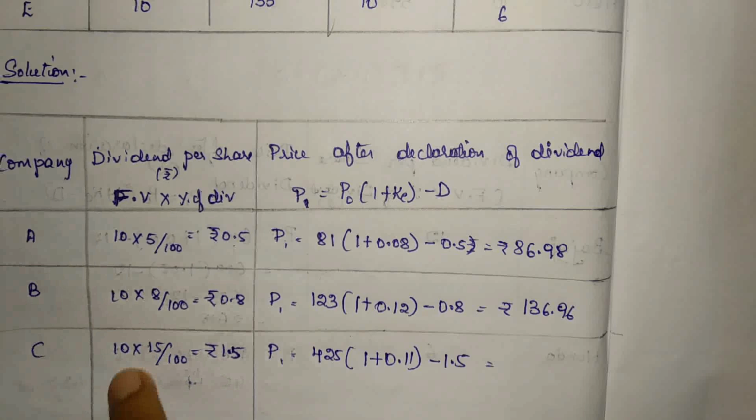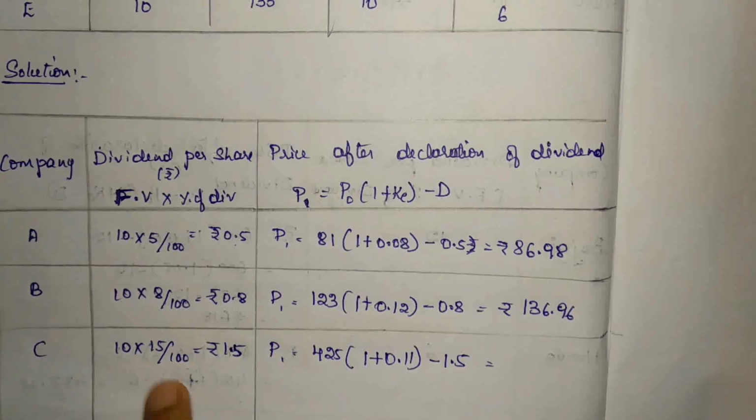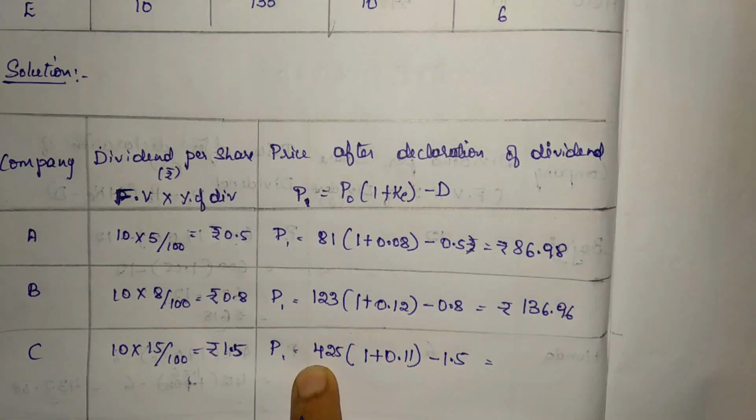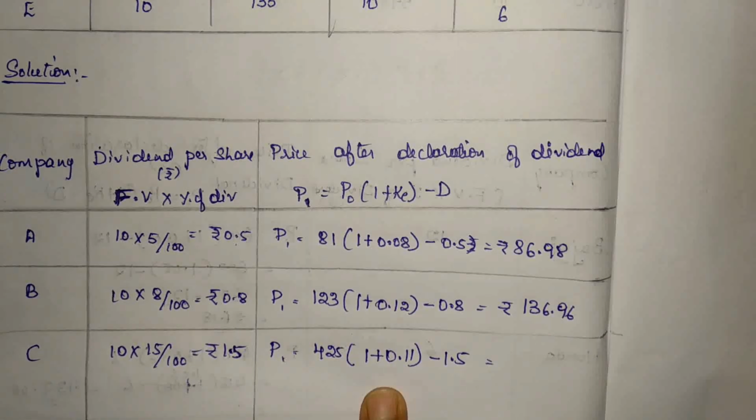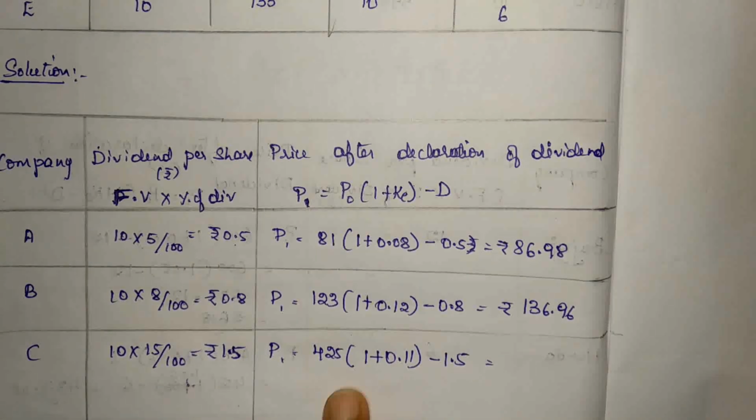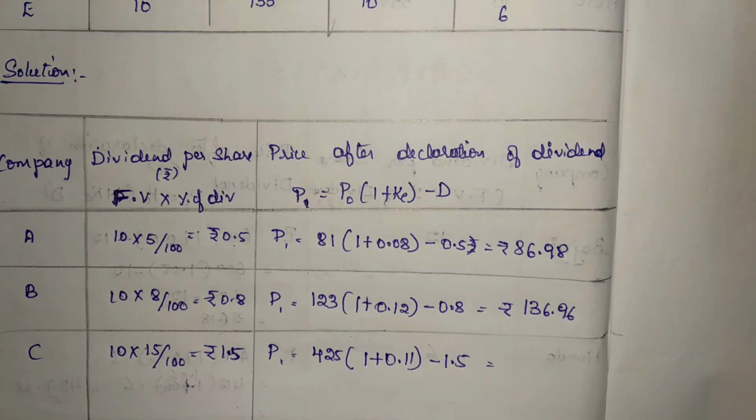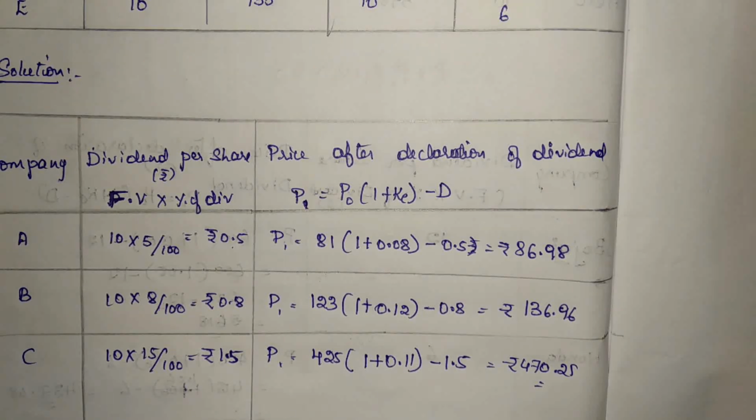For the third company, the dividend in rupees is 1.5. 10 into 15% means 1.5 rupees. So the price at the end is 425 into 1.11 minus 1.5. So the price is rupees 470.25.